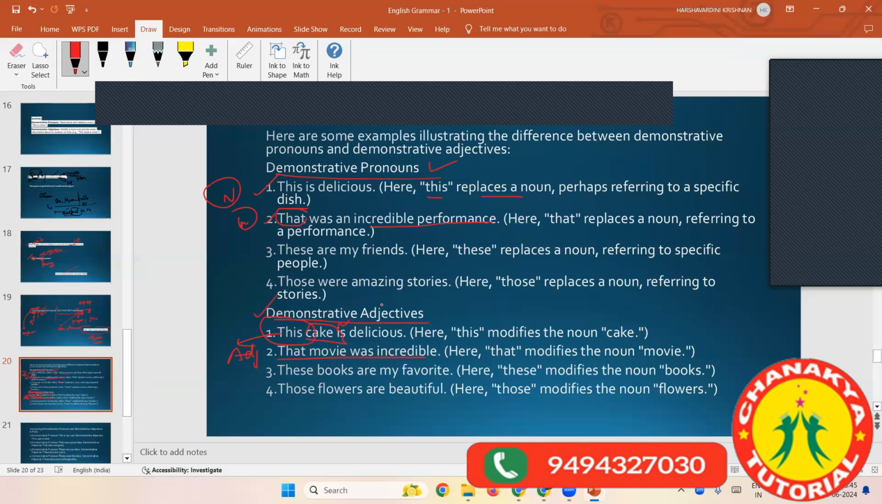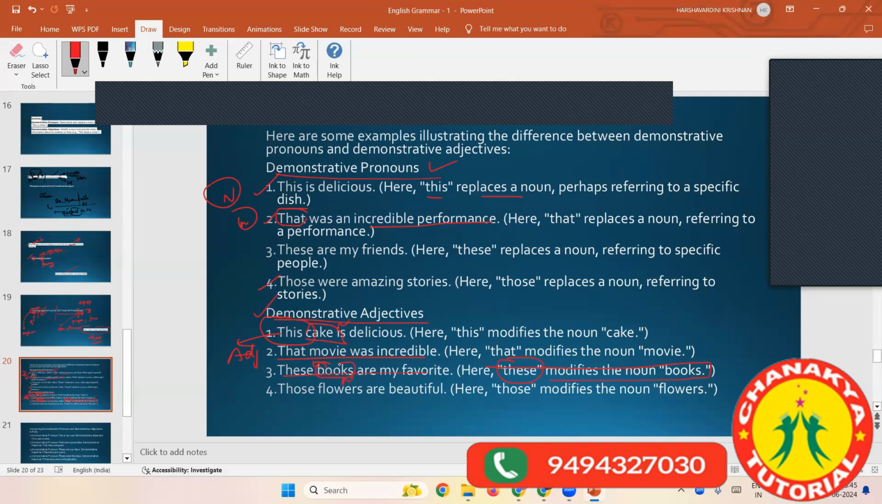So those were amazing stories. Okay, this one you completed. These books are my favorite. Here, books is already the noun, so the word "these" modifies the noun books. Modify in the sense it's going to enhance. Already we have books, but we are telling these books, not just books. Just books are not my favorite. Only these set of books are my favorite.